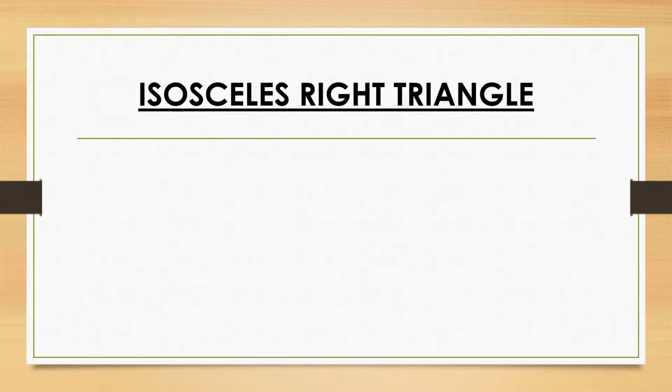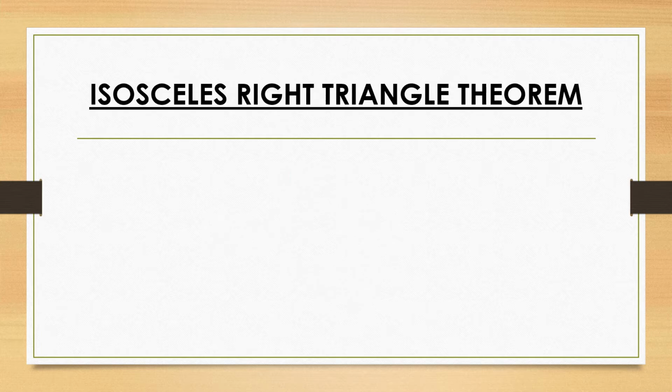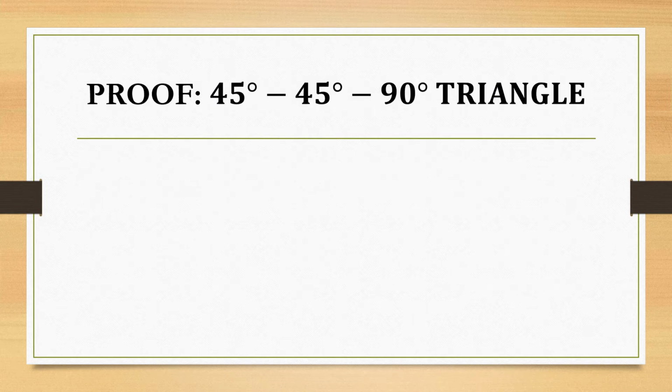Let's discuss the isosceles right triangle. So pag sinabi nating isosceles right triangle, the legs of the right triangle are congruent. So kung halimbawa, itong leg na to ay 7, ang isang leg ay magiging 7 din. The longest side in a right triangle is called the hypotenuse. What is the isosceles right triangle theorem? In an isosceles right triangle, the length of the hypotenuse is equal to square root of 2 times the length of the leg. Let's prove the 45-45-90 degrees triangle or the isosceles right triangle.